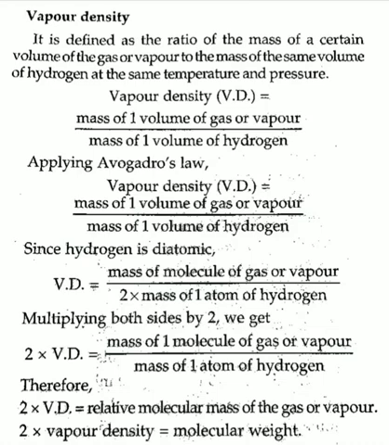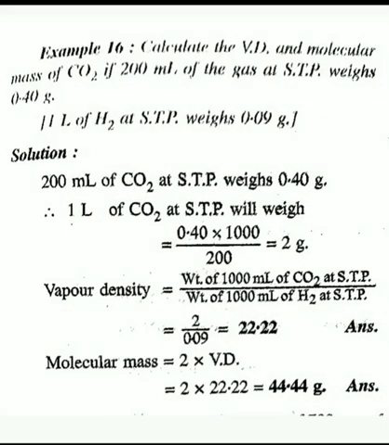So now we get that formula: 2 into relative vapor density is equal to the relative molecular mass of the gas or vapor. This explanation is not needed according to your syllabus. You only need to remember the formula: relative molecular mass equals 2 into vapor density. Remember this formula, and on the basis of it, you have to practice some questions. So let's see one example.